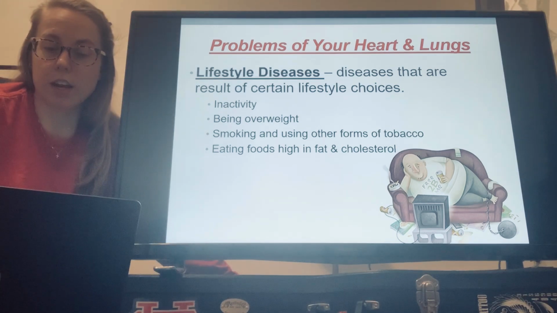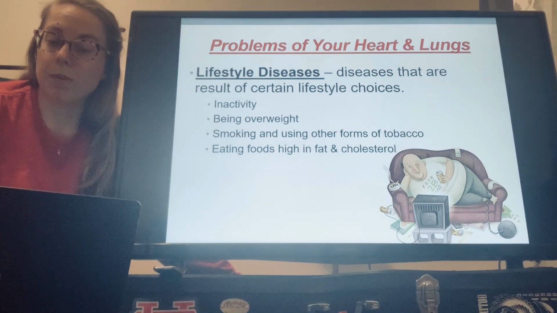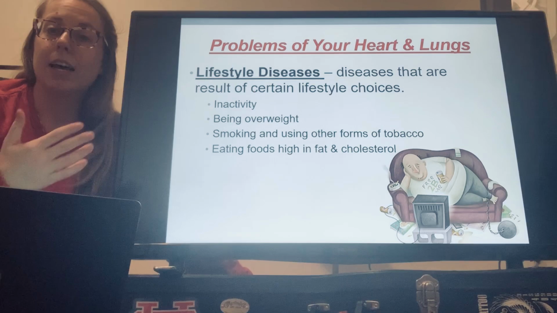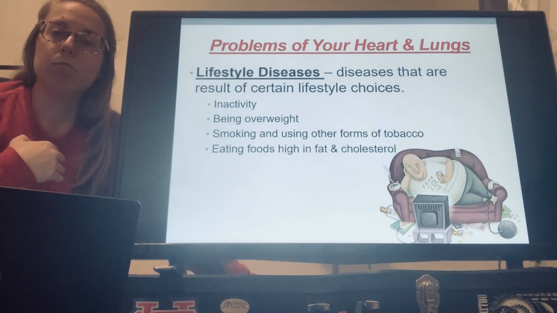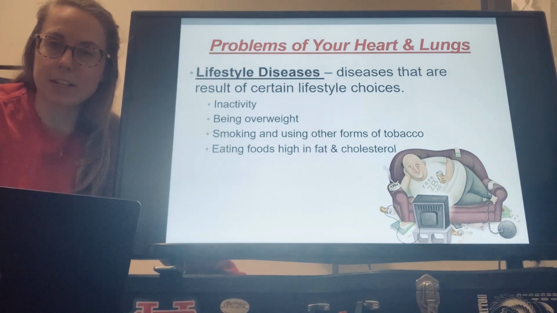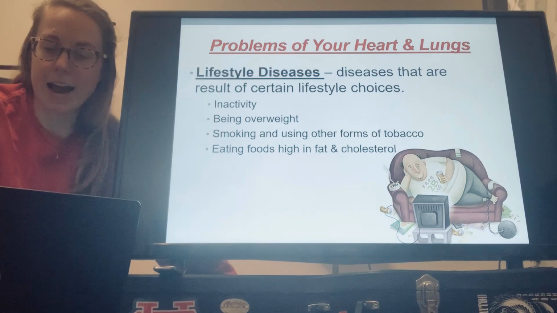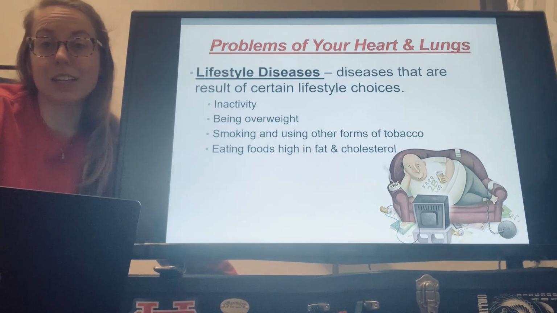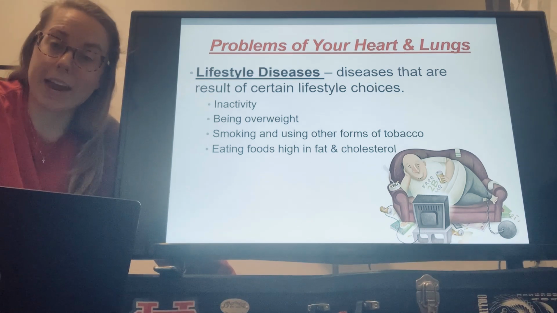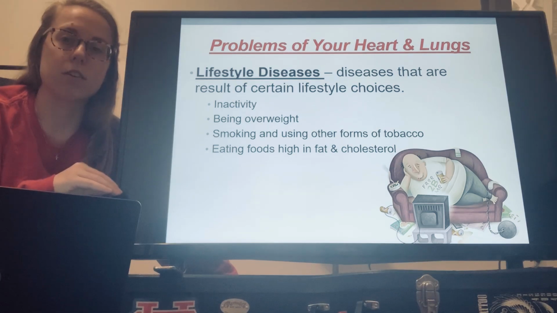Okay, so then next we're going to see that another example could be using forms of tobacco like smoking, or in our current day things like juuling, different types of vaping products. And then eating foods that are high in fat, or maybe some that are high in cholesterol. These are going to be different things that influence our health in different ways, that are going to affect both the heart and or the lungs.